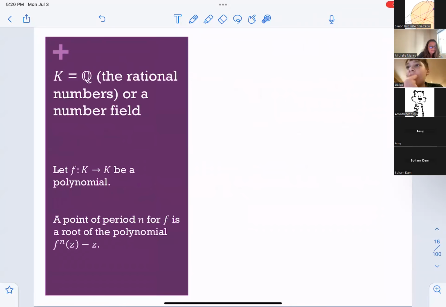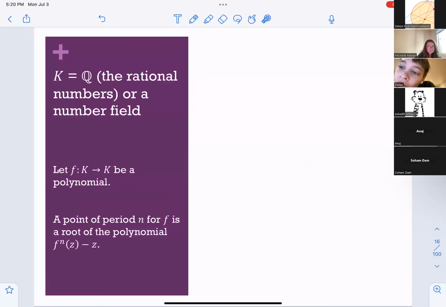Okay. So we have a pretty complete story for the complex numbers. We know exactly what can go on, and it's not very complicated. The answer is, almost always, yes, I have points of that given period, with maybe one exception that I have to be a little careful about. What about the rational numbers or a number field?